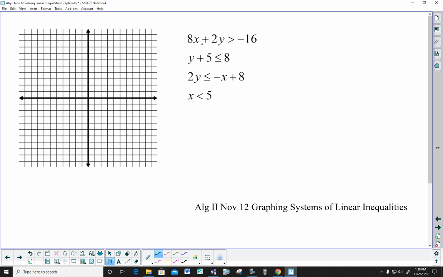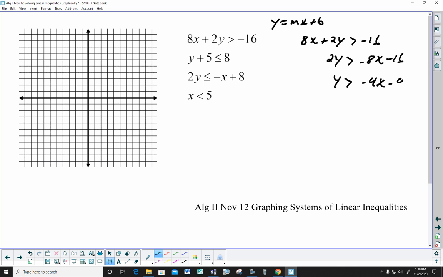And the first thing you need to do is solve for y. In other words, put the sucker in slope-intercept form. So this one, 8x plus 2y is greater than negative 16. Subtract the 8x. Divide by 2. Negative 4x minus 8. And that's going to be one of the things you have to graph.